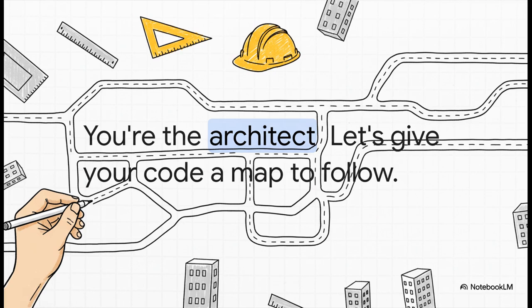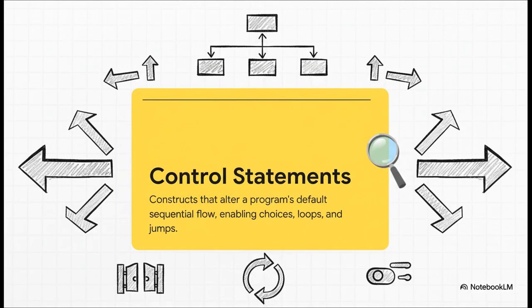As the programmer, you are the architect. And today, we're going to fill your toolkit with all the essential pieces you need to design complex, branching pathways and super efficient routes for your code to follow. So what do we call these tools? Well, the official term is control statements. At their core, they're the fundamental building blocks that let you break free from that boring one-way street. They give your program a brain, the ability to make decisions and act differently based on what's happening.